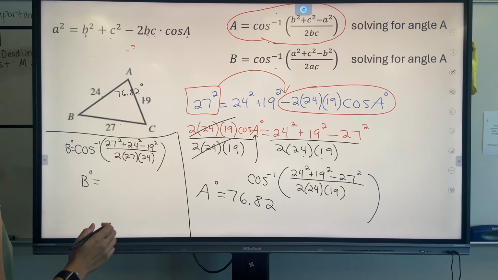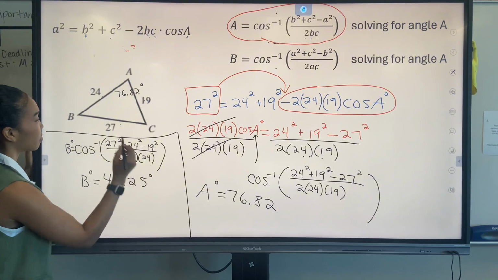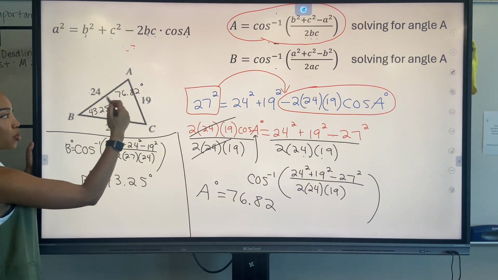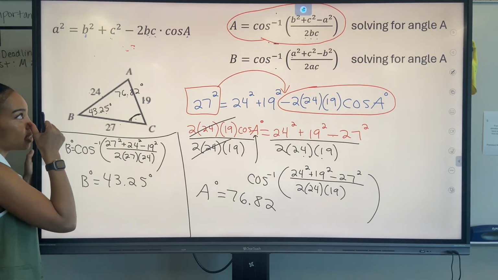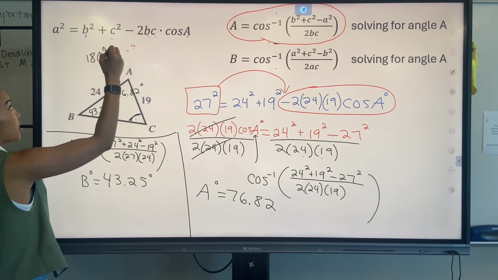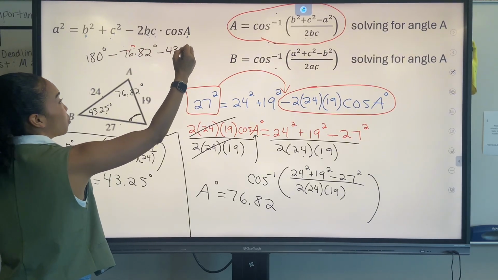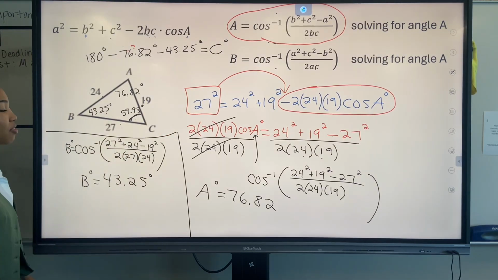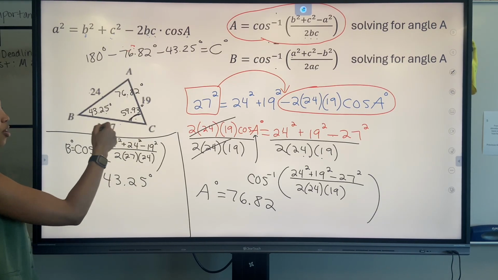I heard you whisper it, Anaya. What'd you get? 43.25. Perfect, 43.25. Okay, so guys, we have all the sides. You have 2 angles, so you can find the third angle. You know, all 3 angles have to add to 180. So let me know what you get. 180 minus 76.82 minus 43.25 will give you angle C. 59.93. Perfect, so we solved the triangle, and solving the triangle means getting all the angles and all the sides.